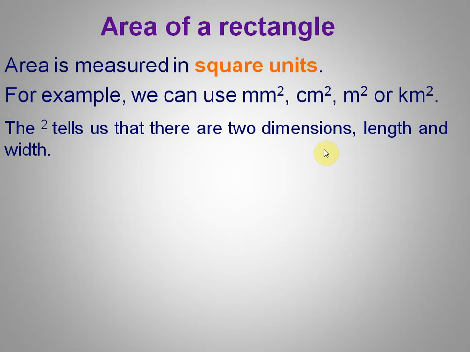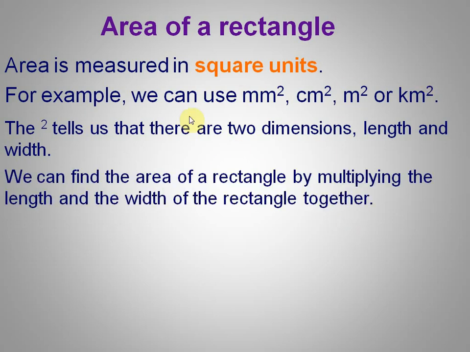Square means we have a two-dimensional figure. When we multiply two dimensions, length and width, with each other: if length is in centimeter and width is also in centimeter, then centimeter multiplied by centimeter becomes centimeter square. And when length and width are both in meters, meter multiplied by meter becomes meter square. So there are two dimensions in the figure, and when we multiply both dimensions with each other, we get this kind of unit.